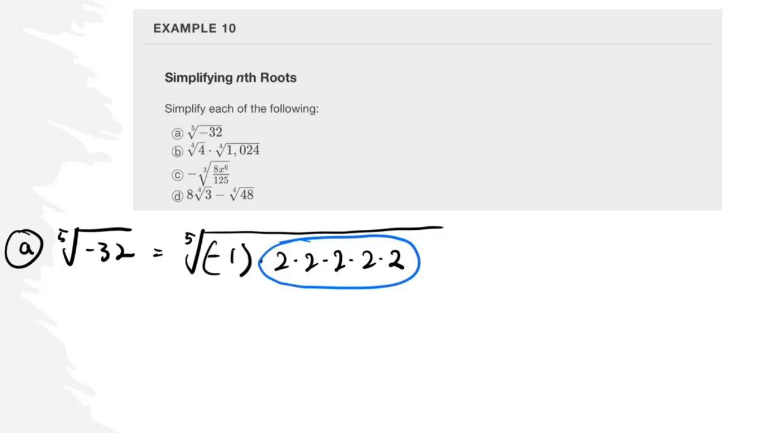Right? So that's going to, on the outside, serve as just a 2. The fifth root of a negative should just be negative. So the fifth root of -1 is -1 because -1 to the power of 5 is -1, right? I think that's how that goes. So then ultimately this should be -2. So our claim is that if we say -2 to the power of 5, we should get -32, right?